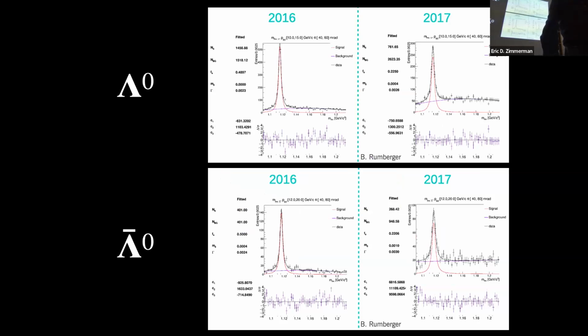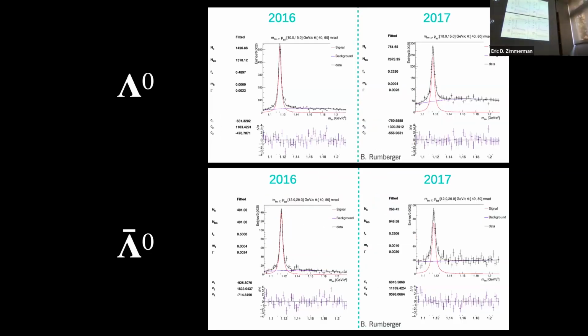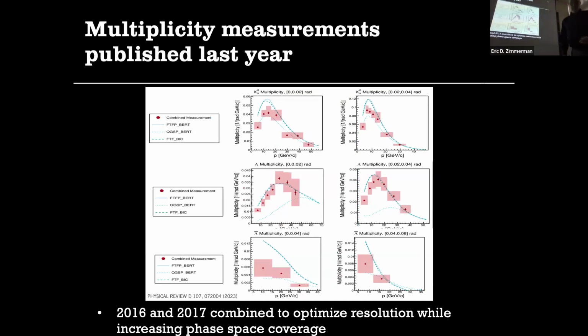These are lambda and anti-lambda reconstructions. Once again, we have the 2017 data with a lower resolution, but a better forward acceptance. So these are our neutral particle spectrum, our neutral particle yield results. We're getting roughly 15-ish% errors on these neutral particles.